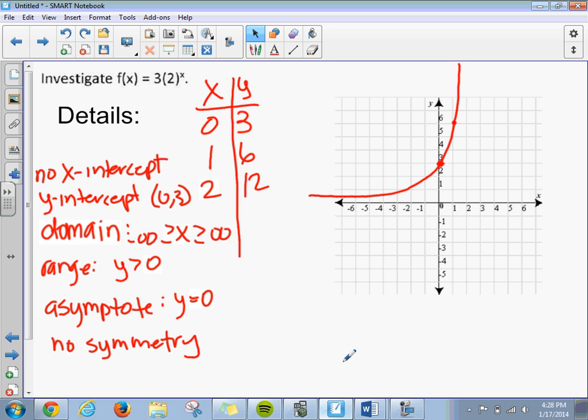Please use your graphing calculator. It's a great tool that allows you to check your work, see what's going on, and then be able to explain what's going on. So please graph it and give me some details about what you see, what the graph is telling you.